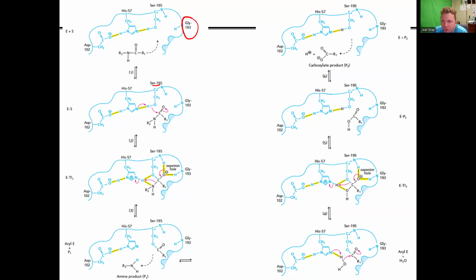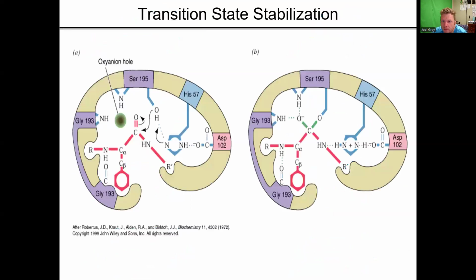Your takeaway: serine proteases. Serine is your nucleophile. Histidine is an acid-base chemistry, and aspartate 102 is really kind of its wallpaper. It holds everything together. If you've ever seen the movie The Big Lebowski, it really brings the room together. Now, another depiction of the active site where that oxyanion hole is depicted here.